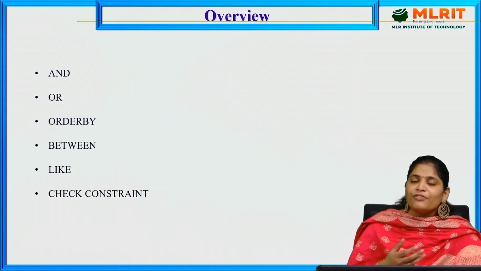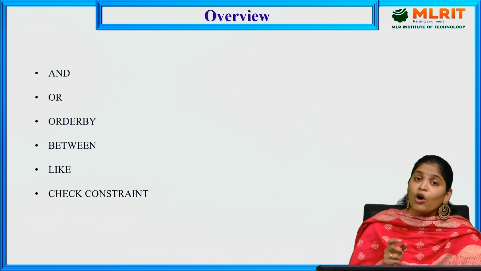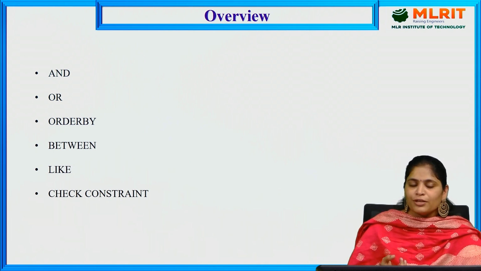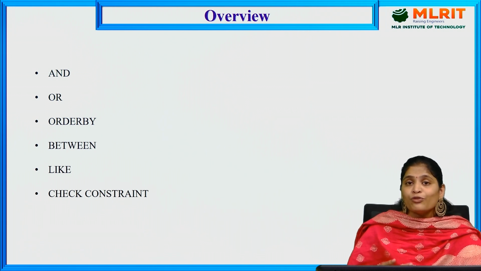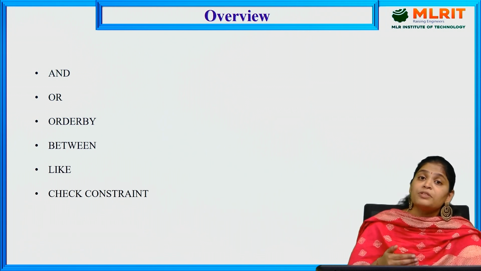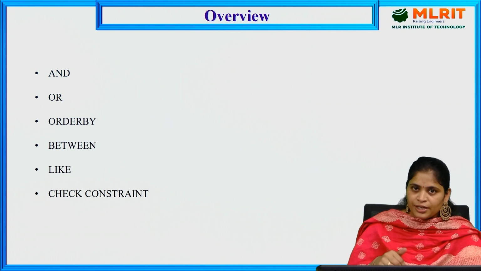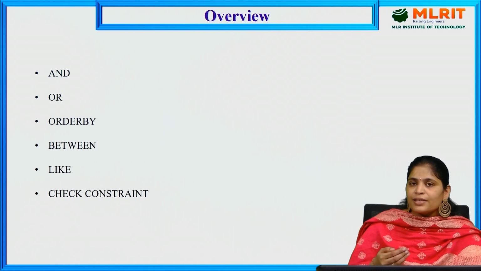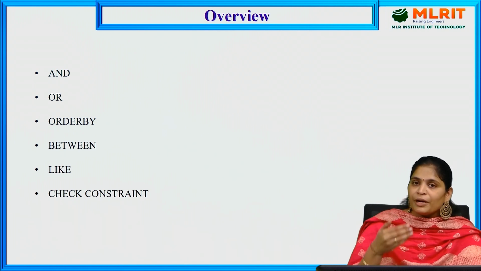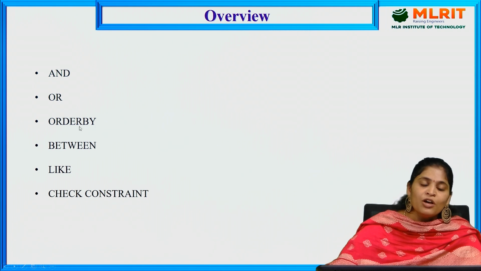If I want to select the name or SID, any one of them, I can use the OR operator. ORDER BY, if I want to represent the names in ascending order, A to Z or else Z to A. I want to represent SIDs from 1 to 10 in a particular order, ascending or descending. For that purpose we use ORDER BY.